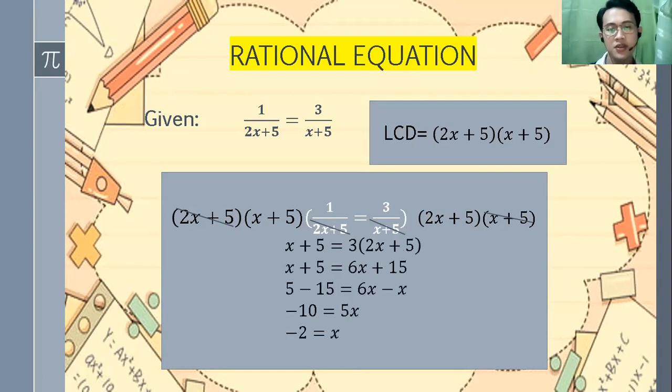And then here we go for the remaining expression. In our left part, we have x plus 5 because that's x plus 5 times 1. And for our right part, we have 3 times the quantity of 2x plus 5, since we canceled out x plus 5 already. Then you distribute 3 to your expression 2x plus 5. 3 times 2x, you get 6x. 3 times 5, that's 15. Bring down your x plus 5, which is equal to 6x plus 15.